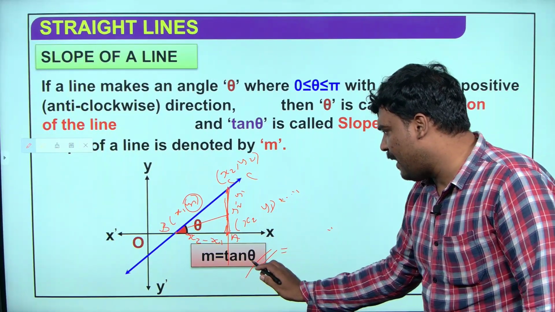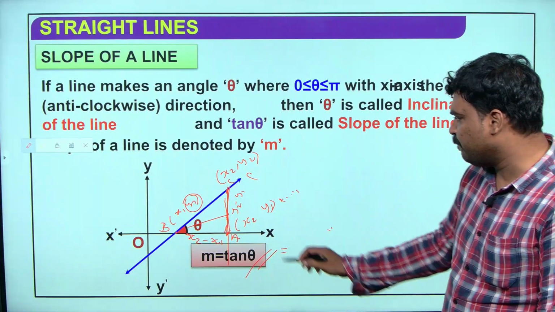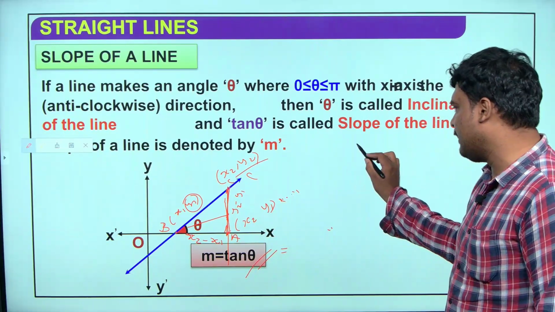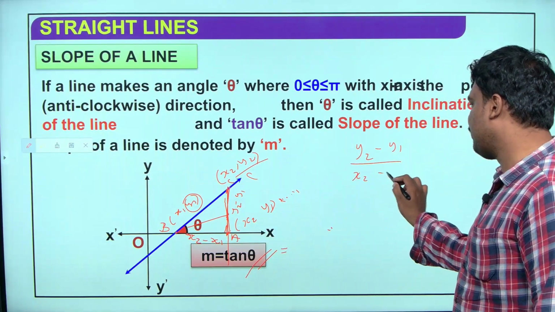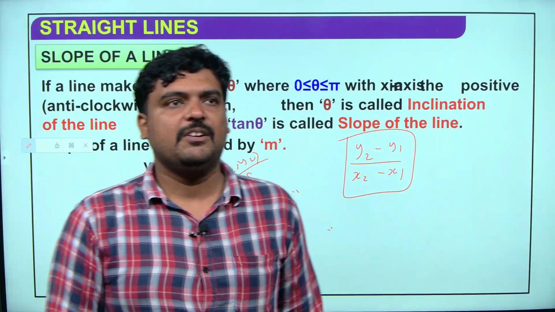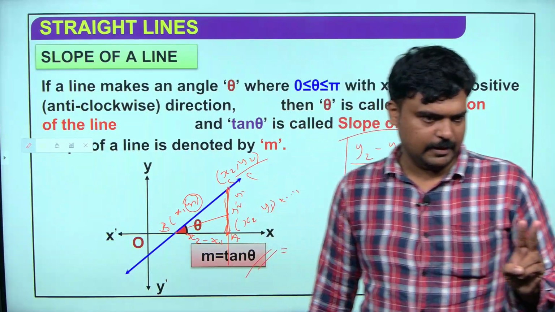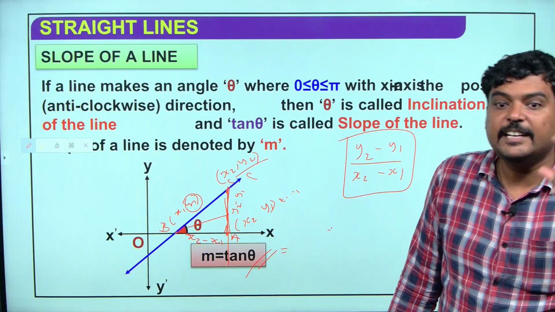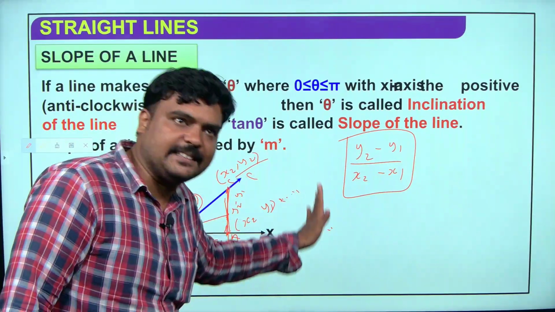Now, this can be done if the theta is known. If suppose I don't know the theta, then what will I do? I know the points. Then what is opposite, guys? Opposite is y2 minus y1. What is adjacent, guys? x2 minus x1. So this will be the 2-point formula for the slope. So m can be written in two ways. m is equal to tan theta, if the theta is given. m is equal to y2 minus y1 by x2 minus x1, if points are given. Guys, are you clear in this?